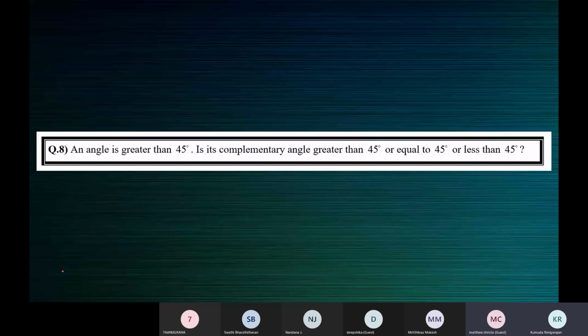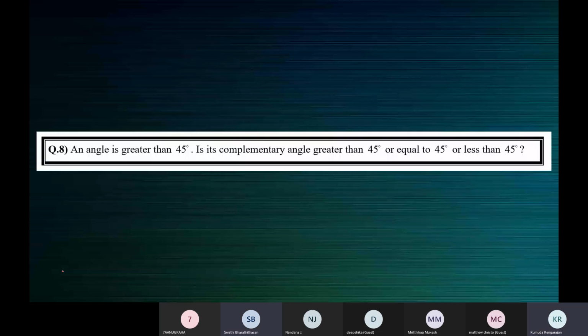Okay, let's check. An angle is greater than 45 degrees, so let me take 50 degrees. What is the complement of 50? 40, ma'am. Now is the answer more than 45, equal to 45 or less than 45? It's less than 45, ma'am. If you take different examples, you'll always get less than 45.